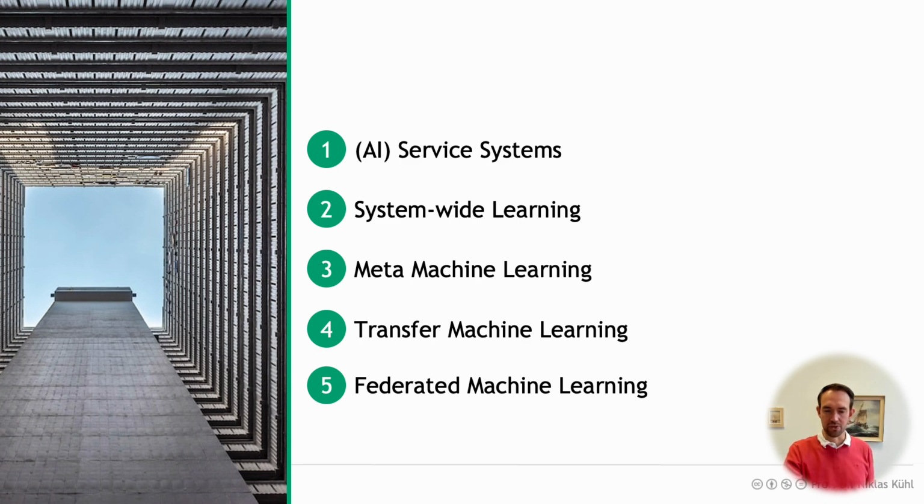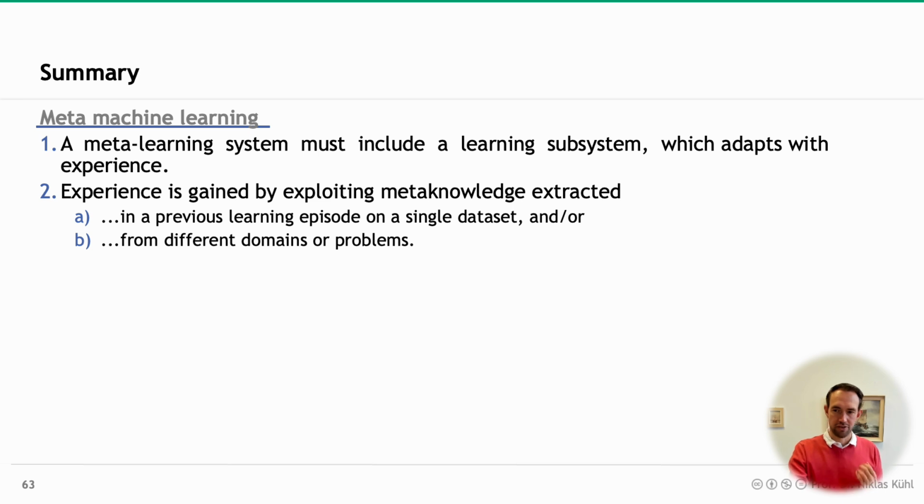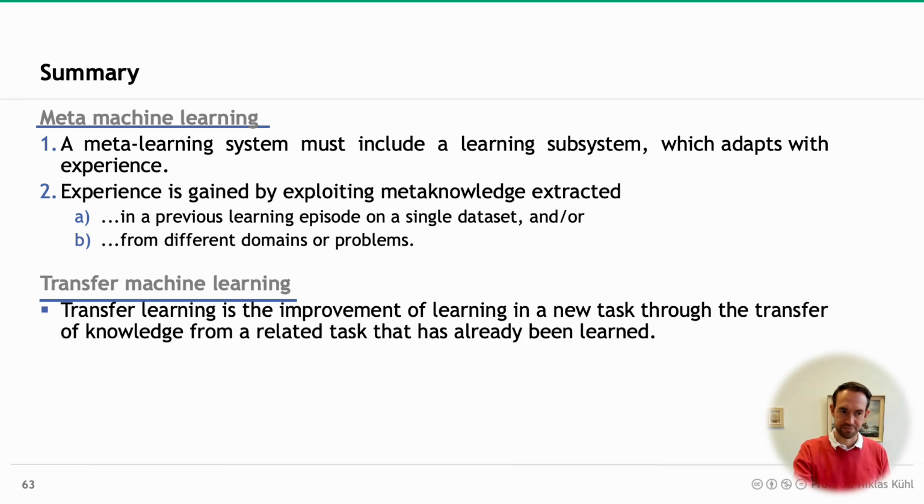Okay, that was our overview. Let's have a very quick summary of what we learned today. First of all, meta machine learning. A meta learning system must always include a subsystem. In the case of stacking, that's an additional layer of machine learning, which adapts with experience. And experience is gained by exploiting so-called meta knowledge extracted in a previous learning episode on a single data set and/or from different domains and problems.